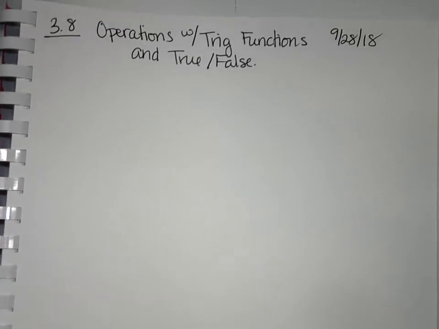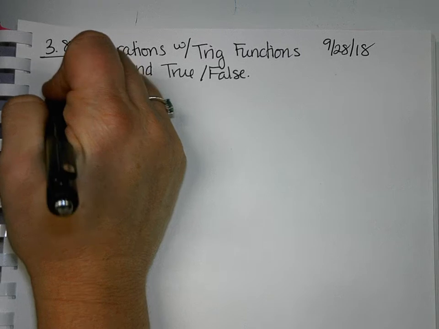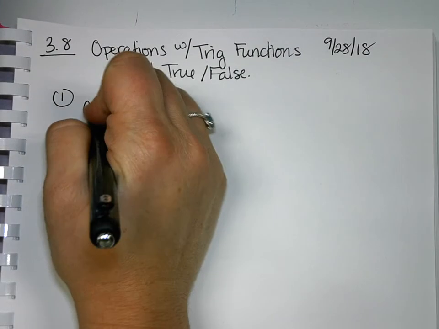Sorry, it might help if you can see what I'm talking about. There's our title. And so this is really just a lesson that's a bunch of examples to practice the operations as well as looking at true false. So let's go ahead and look at our first example.